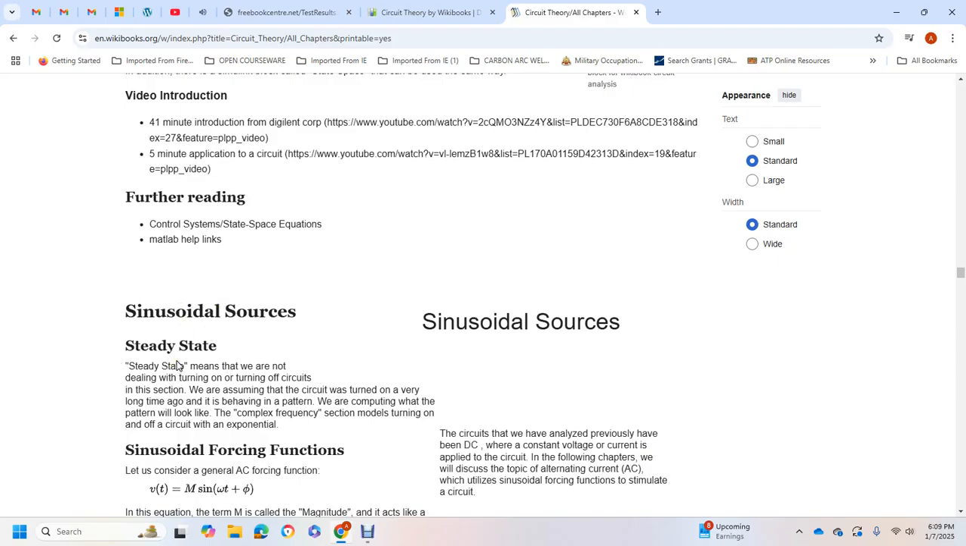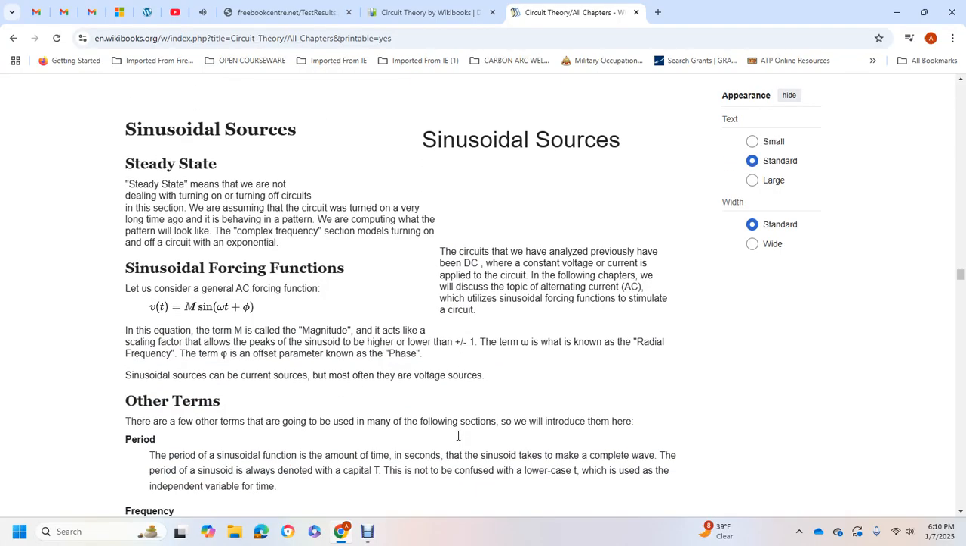Steady state means we are not dealing with a circuit turning on and off. Assuming the circuit runs for the long term, beyond the beginning, it has a pattern. Computing that pattern would look like a complex frequency model, unlike the on and off circuits with exponentials. The sinusoidal circuits we analyzed previously had DC, a constant voltage or current supplied to the circuit. The following chapter discusses alternating current, utilizing sinusoidal forcing functions to simulate the circuit.